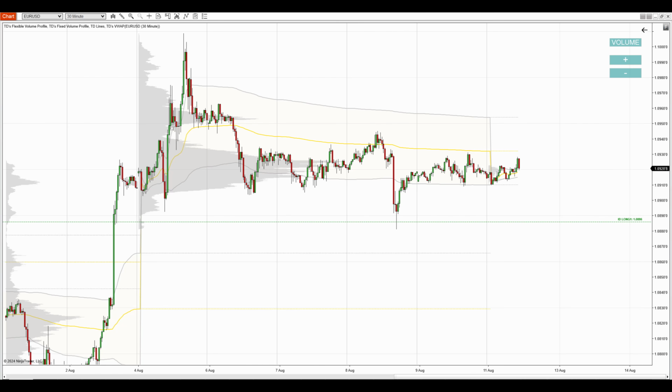Let's first start with a trading idea on the euro dollar. By the way, what you see before you is the NinjaTrader 8 platform with my custom-made volume profile and VWAP indicators. This is a 30-minute chart of the euro dollar, and I would like to talk about this support. It is at 1.0886.